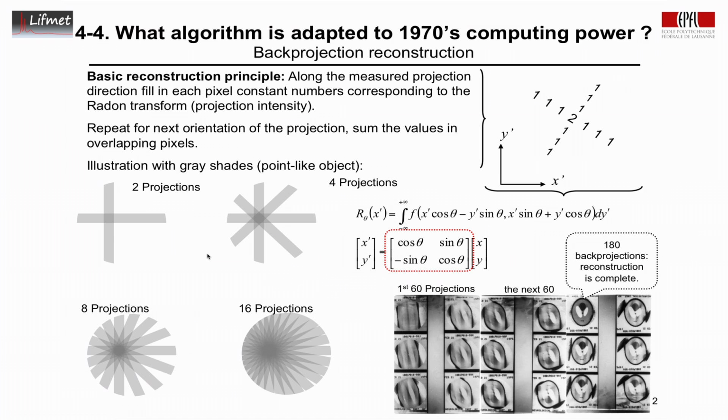Now, one problem that we have here is we said we had a point light object. So if we have a point light object, if we sum together, we should in the end have a point light object reconstructed. But as we can see here, this gets very blurry with the number of projections. And this is a problem I want to address in the next few minutes.